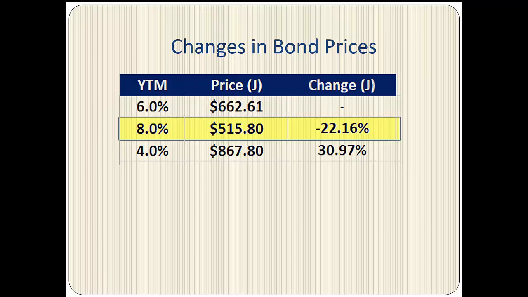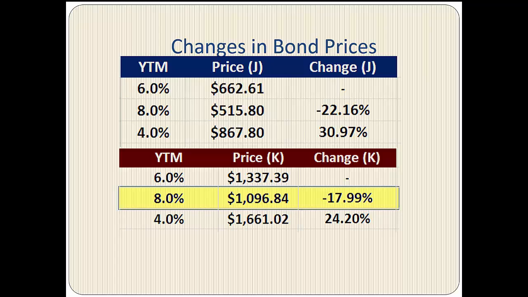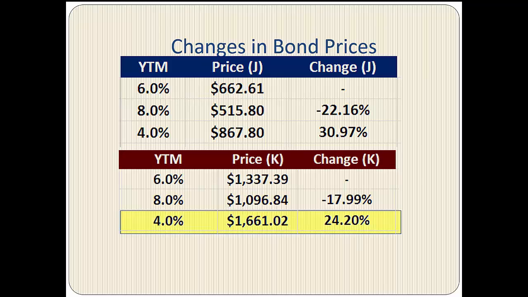Going back to bond J, when the interest rates rose by 2%, the price dropped to $515.80, or by 22.16%. When the interest rate fell by 2%, the price increased from 662.61 to 867.80, or by 30.97%. For bond K, a 2% rise in interest rates resulted in the price drop of 17.99%, and a 2% drop in interest rates resulted in the price increase of 24.20%. We can see that bond J with the lower coupon rate is more price sensitive to interest rate changes than bond K.